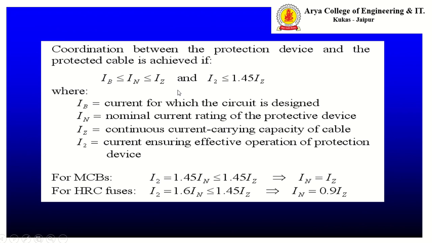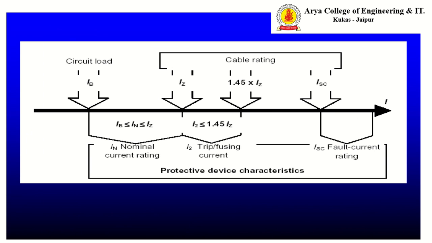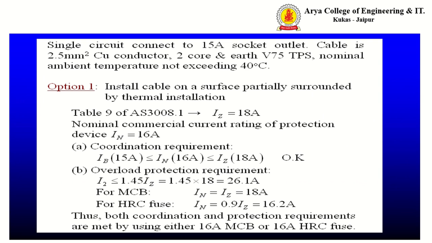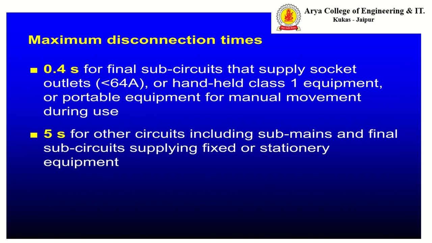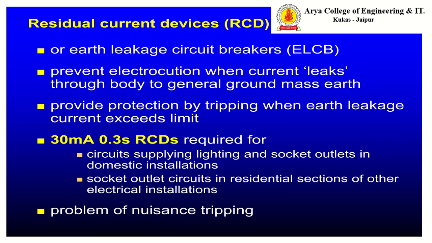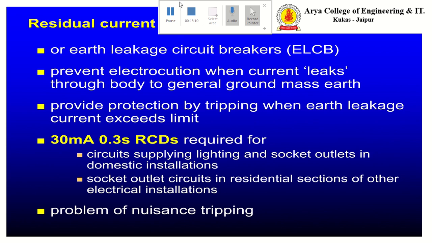Now what we see is that coordination related details are provided, protected device characteristics are displayed, cabling values are provided, and maximum disconnection time is provided, that is, how much time a particular part should take to be disconnected. Now residual current devices are provided as earth leakage circuit breakers. They prevent electrocution where current leaks through the body or to the general ground mass earth. They provide protection by tripping when earth leakage current exceeds the limit. So in this video we see various fundamentals of protection of power systems. Thank you.